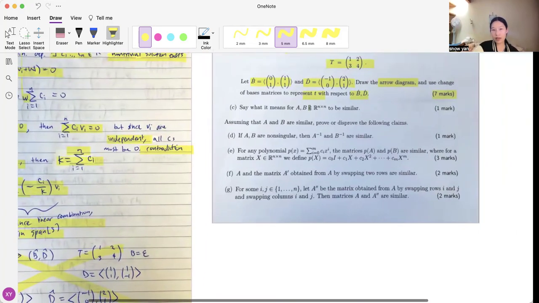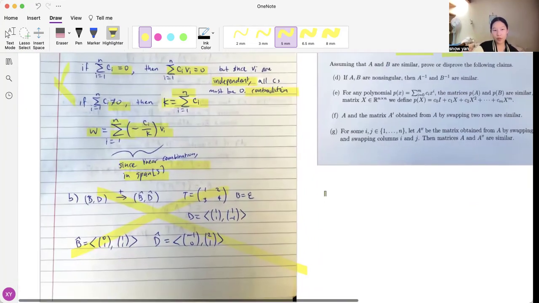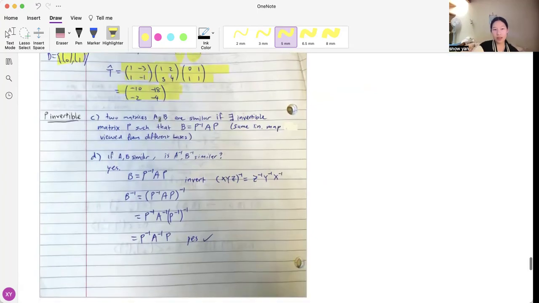And then the next question is to say what it means for A, B in R n times n to be similar. Okay, so similar basically means that two matrices A, B are similar if there exists an invertible matrix P such that B equals P inverse A P. The idea behind this is that it's the same linear map viewed from different bases. That's what similar matrices are.